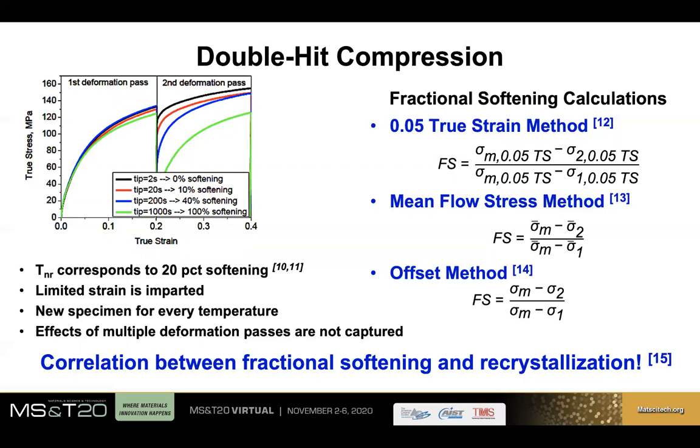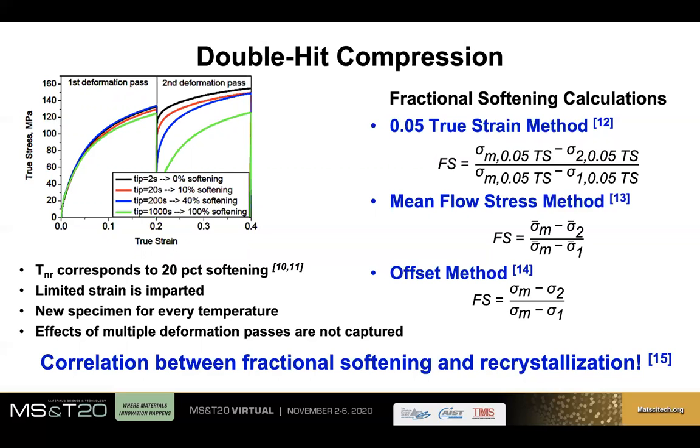And this results in a set of true stress, true strain curves, and there are some examples on the upper left here for varying inter-pass times. And to determine TNR with double hit compression testing, double hit tests are conducted at a variety of temperatures using a new specimen for each temperature. The fractional softening is determined for each temperature, and TNR is defined as the temperature corresponding to 20% fractional softening.